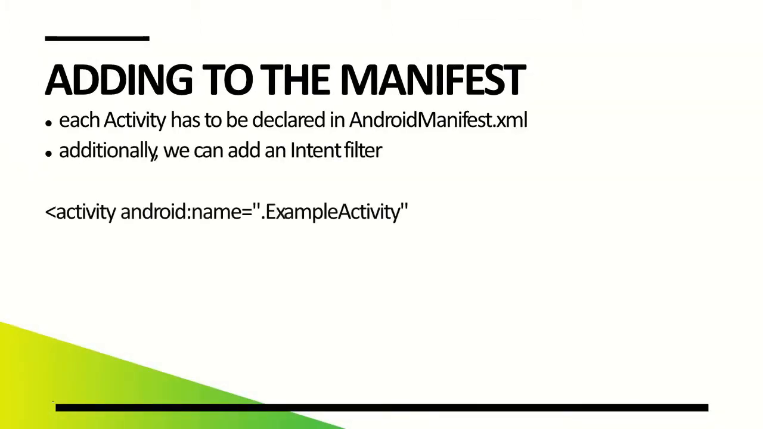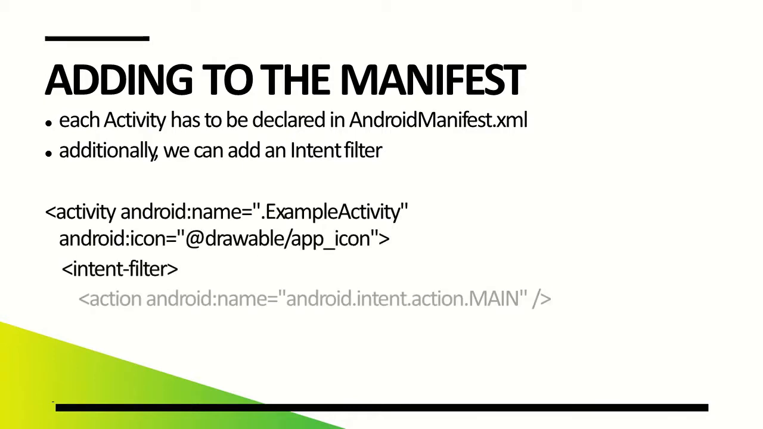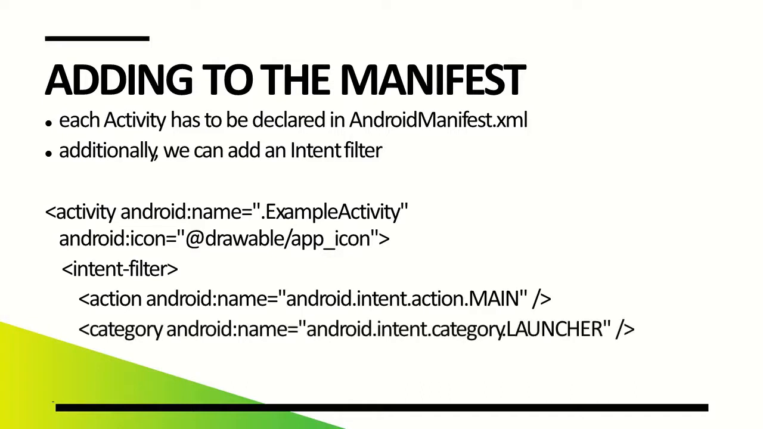If we want to add an activity to Android Manifest, we should create a new section activity, specifying its name. Additionally, we can specify a label, that is, the displayed name, as well as an icon. Each of our activities may have its own icon. We also may specify an intent filter.